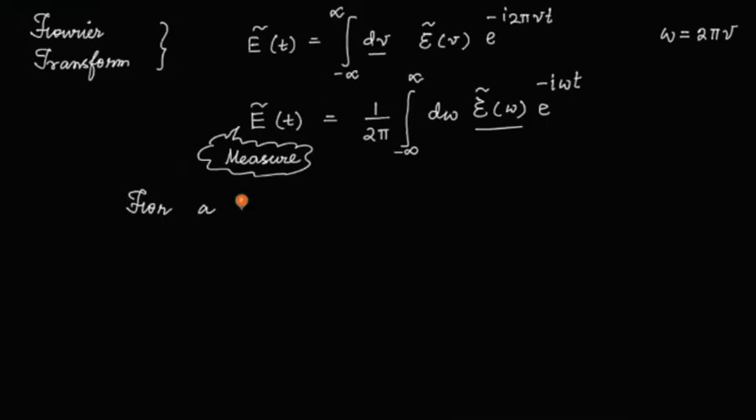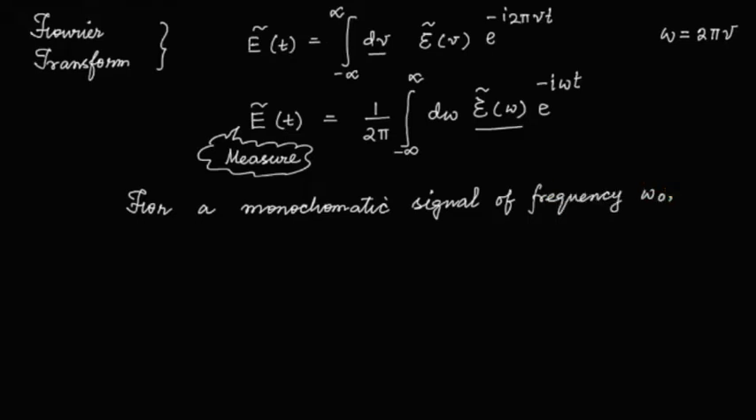If we know E tilde t, then we can take the inverse Fourier transform to know about epsilon tilde omega. Right, so that will come. But if you just think from a logical point of view, for a monochromatic signal of frequency, which means angular frequency now, frequency omega naught, what is epsilon tilde omega? Anybody? Epsilon tilde of omega naught?